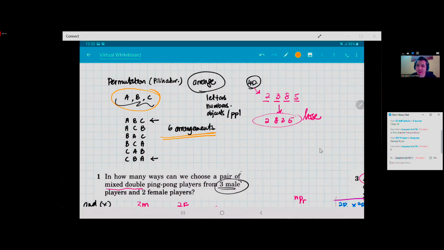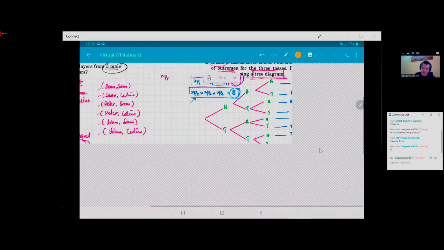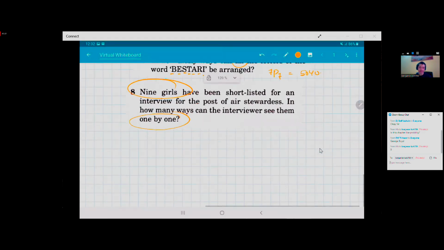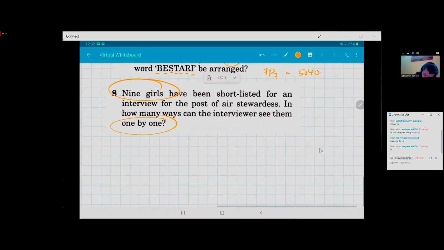Some of you got your answer correct, but I want to reinforce the point here. You faham tak? Cara yang betul untuk mengira soalan nombor 8 is supposed to be 9P9. Now in case you're wondering why 9P9, hang on, let's see what's 9P9 first.